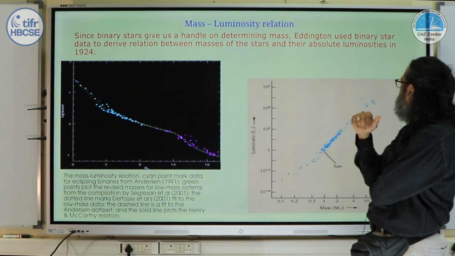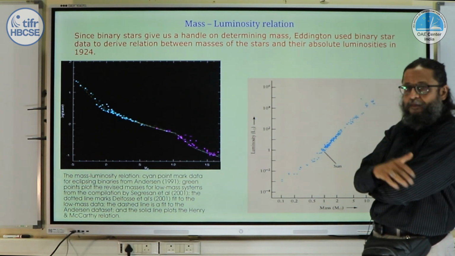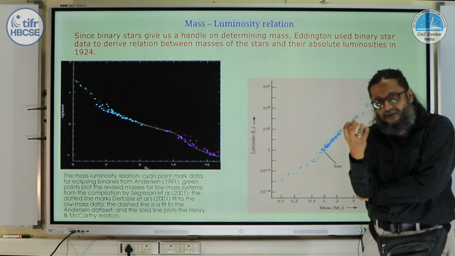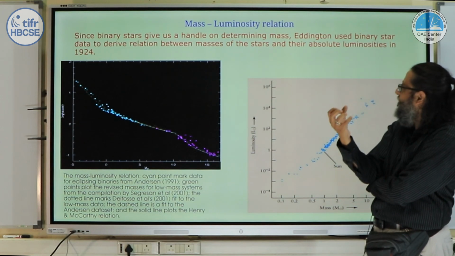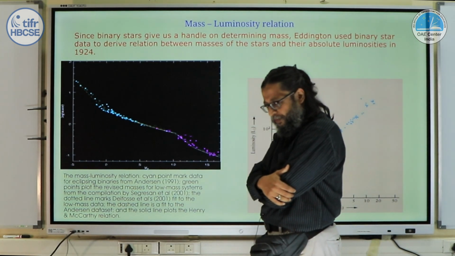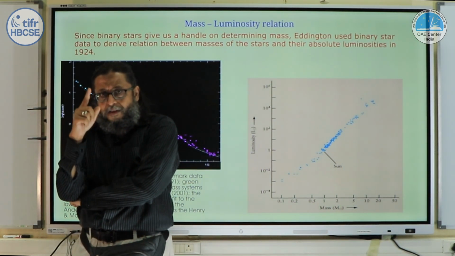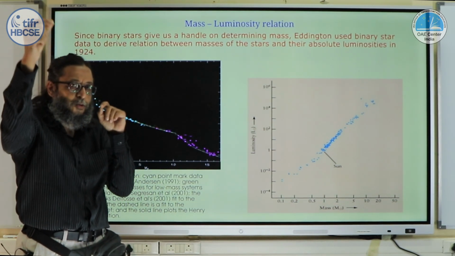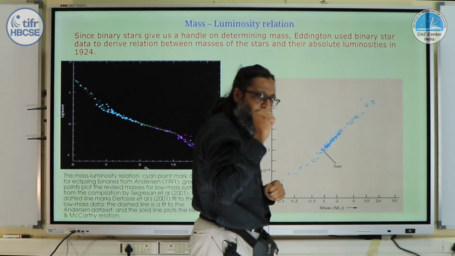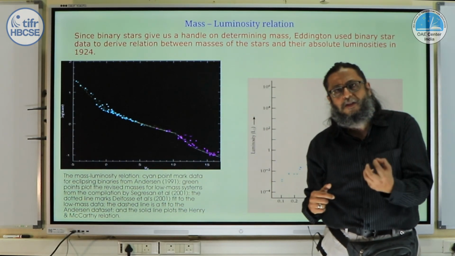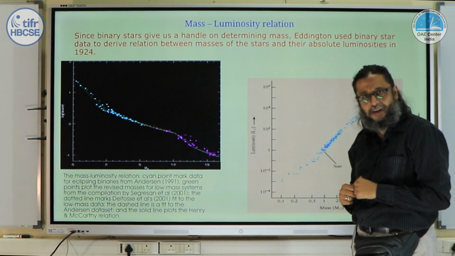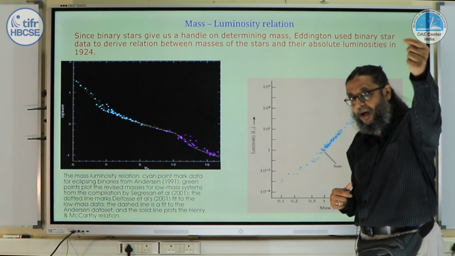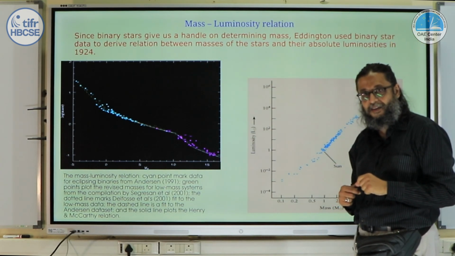great theoretician, used the data of these binary stars to get a relation between the masses of these stars and their absolute luminosity. Now understand, this absolute luminosity requires a knowledge of the distance to the star, right? Now it might happen that you can measure the distance of one of the components of the binary, then immediately you know the distance of the other component of the binary star, right?